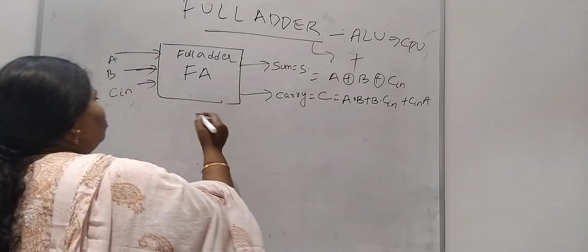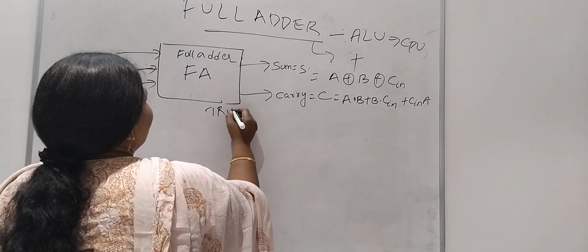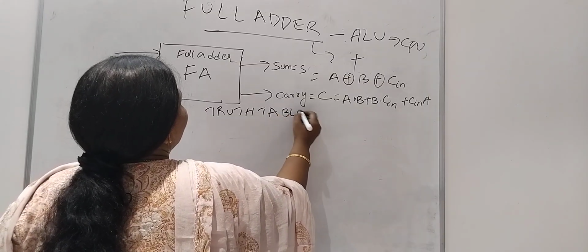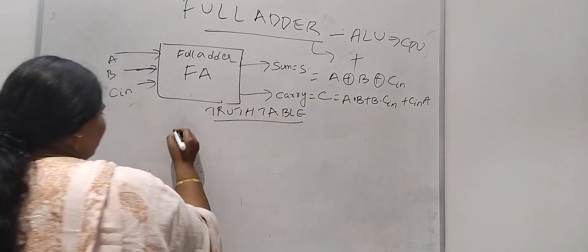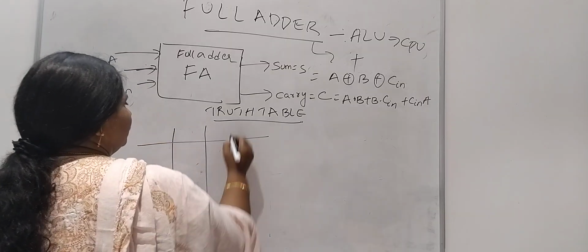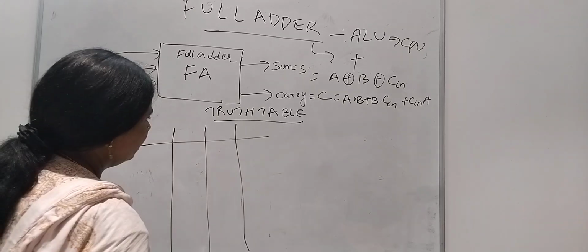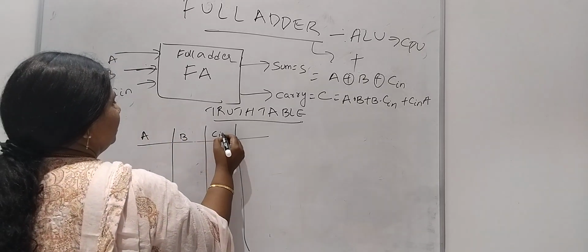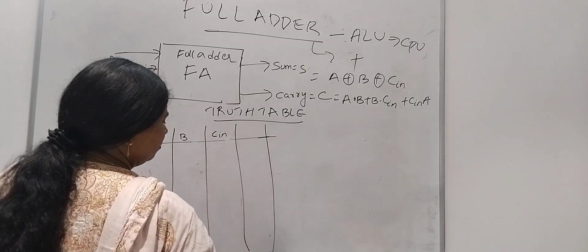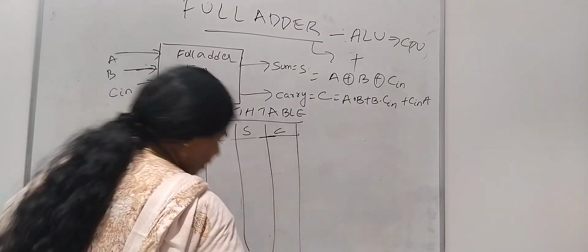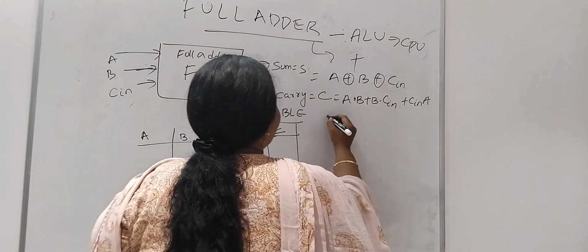So now we'll write the truth table. Already I told you what the truth table is: for the given combination of inputs, what output you are going to have. So what inputs do you have here? How many inputs are there here? 3 inputs, A, B, C in. How many outputs is it going to have? Sum and carry.